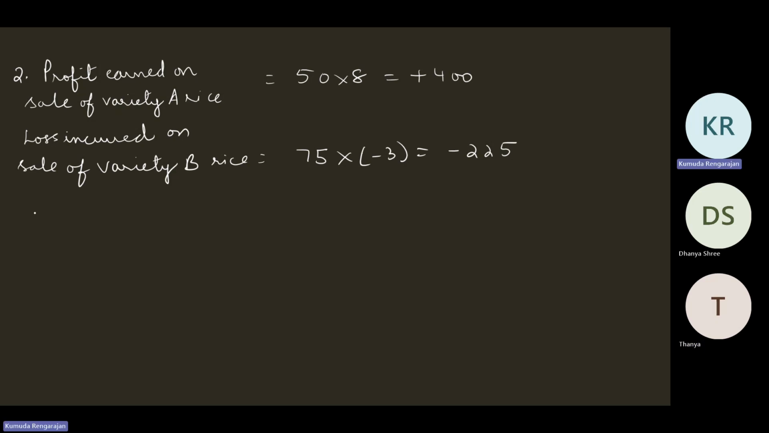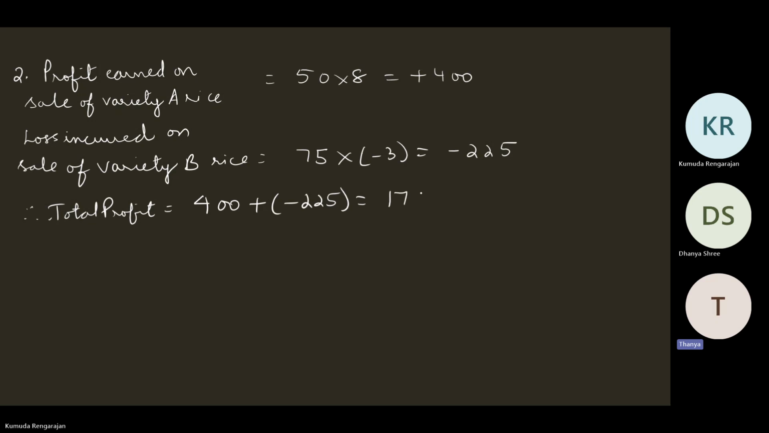So what's the next, total profit or loss? 400 plus minus 225. You should just put the numbers together. So 400 plus minus 225 should be equal to plus 175. Correct. Very good. Next one, Danya.